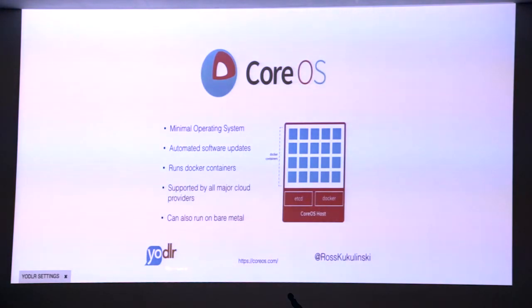CoreOS is a very minimal operating system that is built specifically to run Docker containers. It also has some really cool features, which on this graph is shown as etcd, which I'll talk more about, but it's basically a distributed key value database that allows the entire CoreOS system to talk to each other.